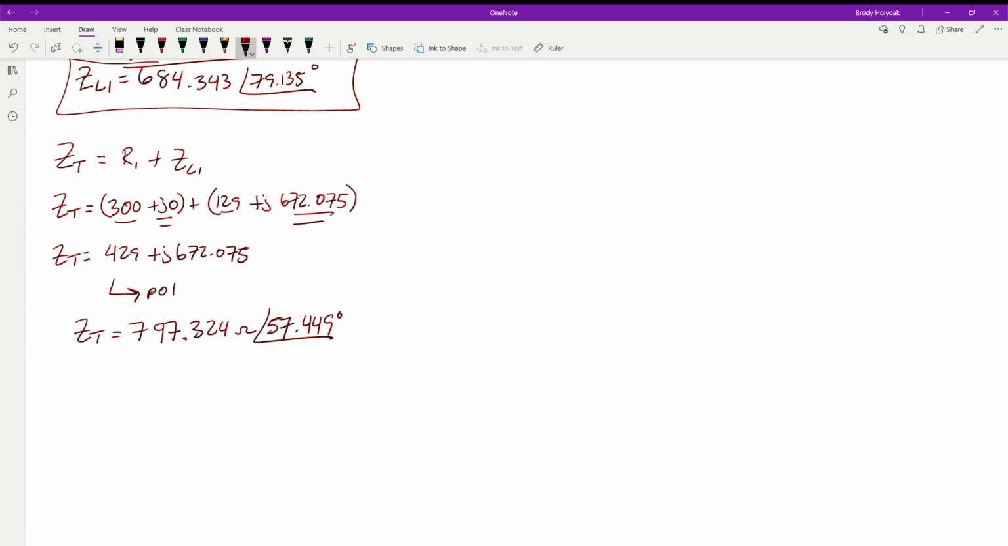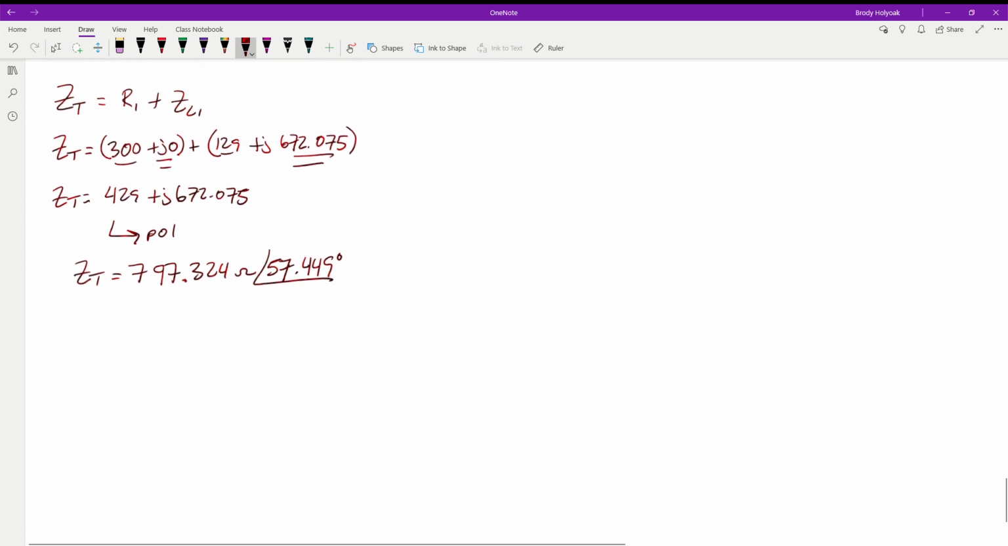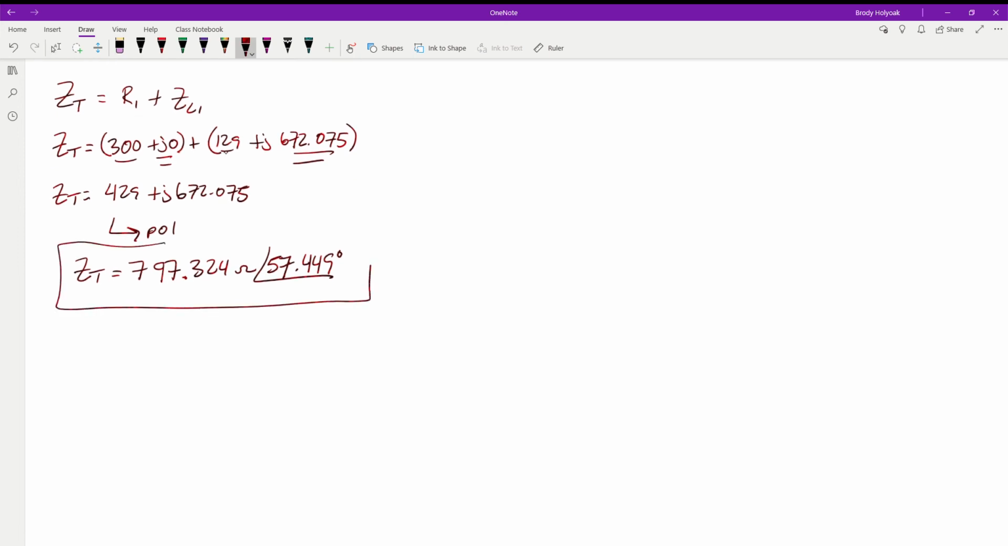And again, if it's closer to the 90 side, then it's going to be more inductive, so you're going to have more inductive reactance. If it's closer to 0, that means your resistors are bigger, and it's going to be getting closer and closer to a real value instead of an inductive value. So here is our impedance total for the circuit.